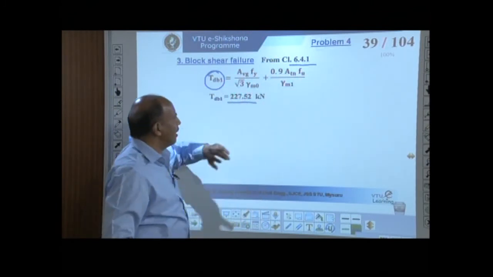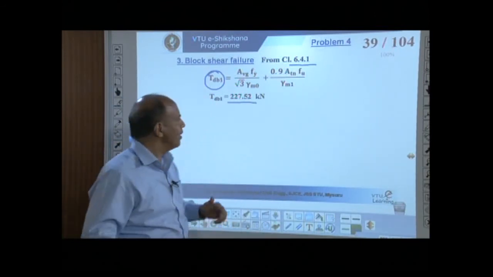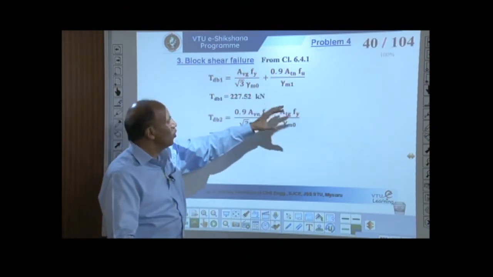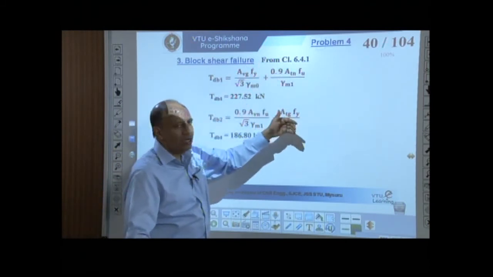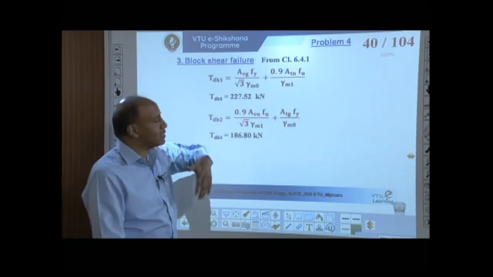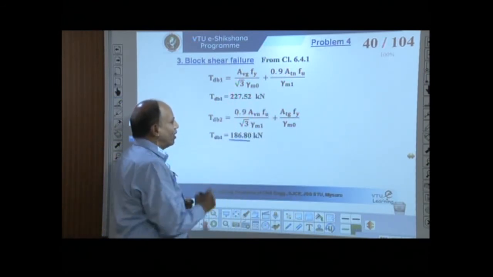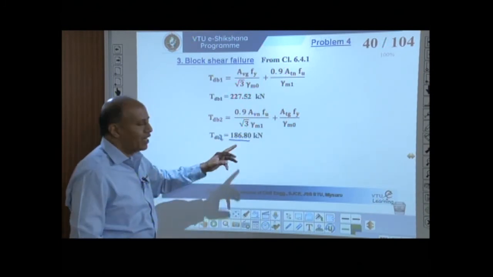Anyway, we got this value. This expression is available in the code. You just take it up and substitute. Now we have expression 2, where we reverse from gross to net and from net to gross, with appropriate PSFs, etc. These things are available in the code. Pick those values, and again you get another value for TB2, which is 186.10.